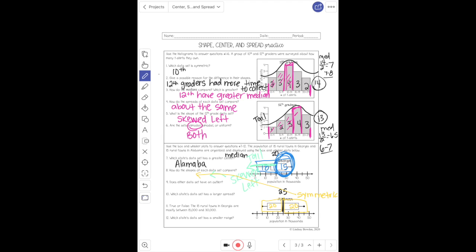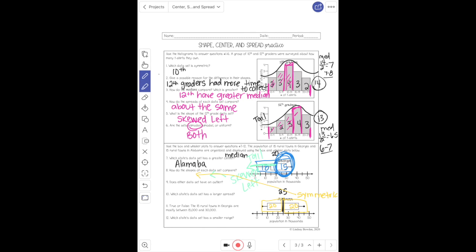Now, do these have an outlier? Now, the only way that we can have an outlier is if I have skewed data. If I'm having it skewed to the left or skewed to the right. Does either data set have an outlier? So, not always, but most of the time when you're talking about skewed data, you're talking about an outlier in that situation.